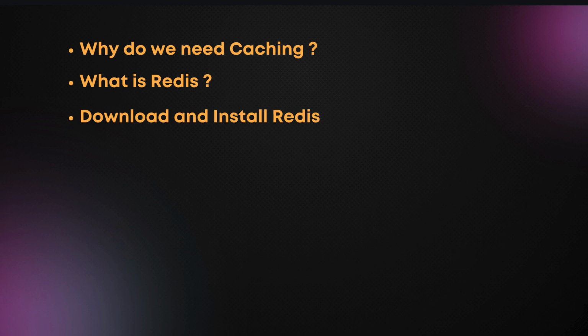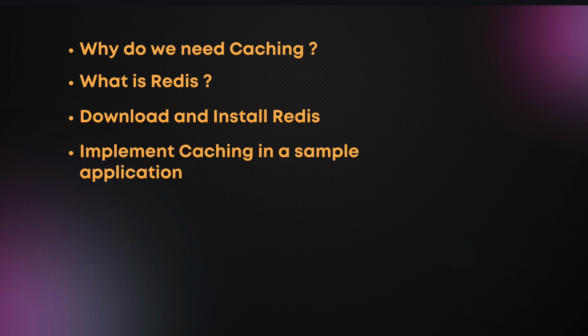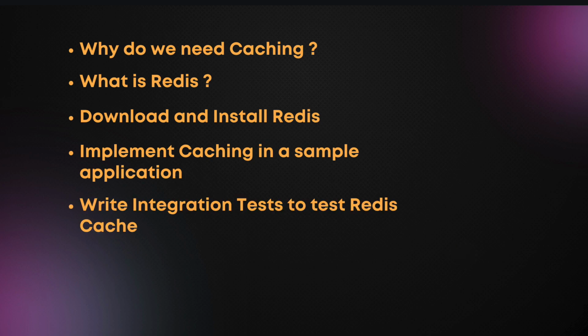We will download and install Redis on your machine using Docker. Then we will go ahead and implement caching in a sample Spring Boot application. And finally, we will also write integration tests to test the Redis cache functionality for our sample application. So without any further delay, let's start the video.